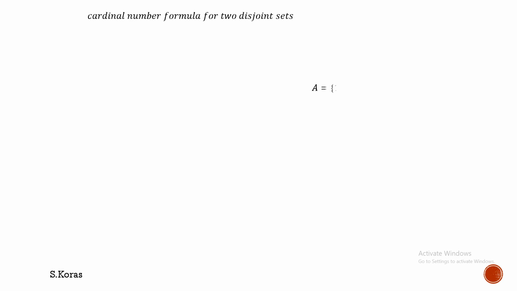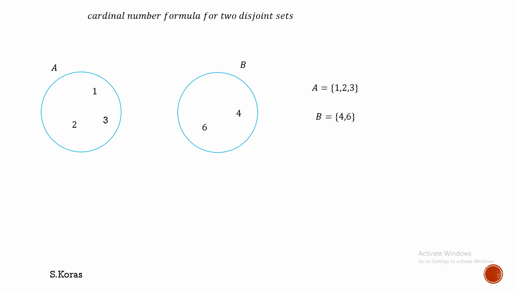Let us consider two sets, capital A is equal to {1, 2, 3}, and another set, capital B is equal to {4, 6}. Here, these two sets are very clear. These two sets are disjoint sets. Now we are going to apply the cardinal number formula for this. That is, we are going to unite these two sets and verify the union set's number of elements with the individual sets' number of elements.